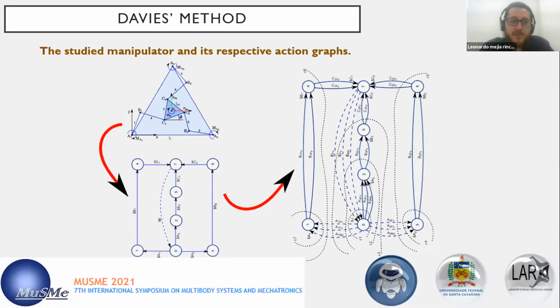using graphs. So first of all, we need to obtain the structural graph of the mechanism, and then we can expand this graph into an action graph containing all the internal forces and efforts of the mechanism. Once you obtain this action graph, you can apply the Kirchhoff laws on it, and you can obtain several cuts on the graph, obtaining a matrix representation of it.